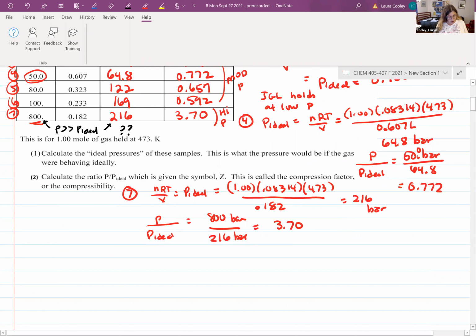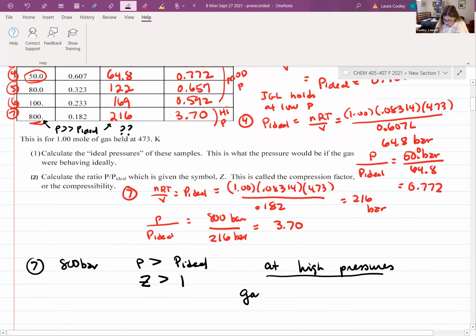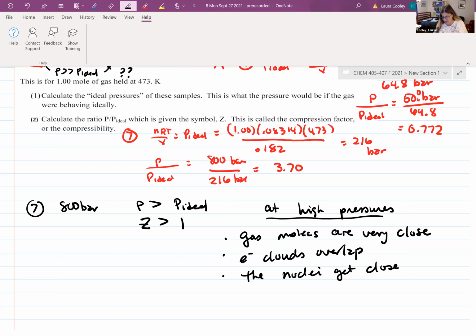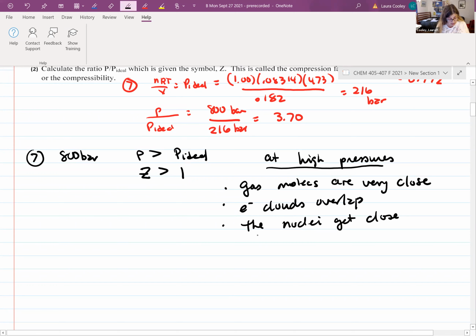So what goes on at 800 bar for water vapor? At number 7, at 800 bar, we have P much greater than P ideal, and so Z is greater than 1. At high pressures, gas molecules are extremely close together, certainly for a gas. Electron clouds start to overlap, and then when they get even closer, the nuclei tend to get close. When electron clouds overlap, it's not quite as serious because electrons are spread out in a cloud. But if nuclei start to get close, each one has quite a number of positive charges, so the repulsion is enormous.